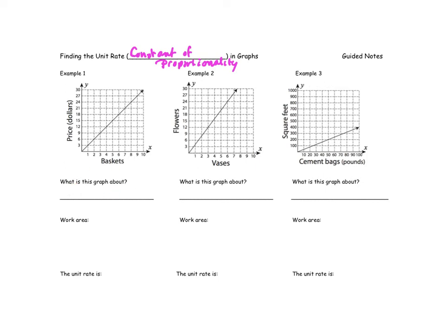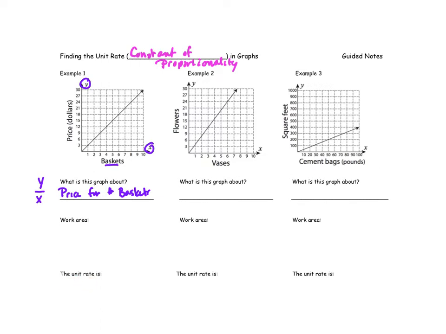And we can see that for this example number 1, the x-axis is talking about the number of baskets, and the y-axis is talking about the price. So we're going to state that as y. When we find the unit rate, we're going to talk about the y over the x, so y compared to x. So when we look at this, this is the price for a number of baskets. And since we're going to be talking about unit rate, we want to know the price for one basket.